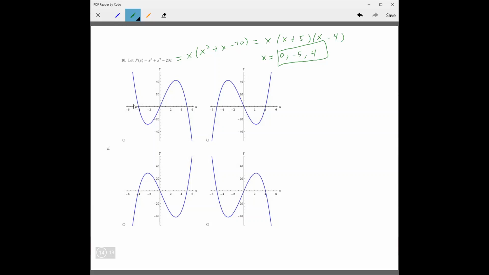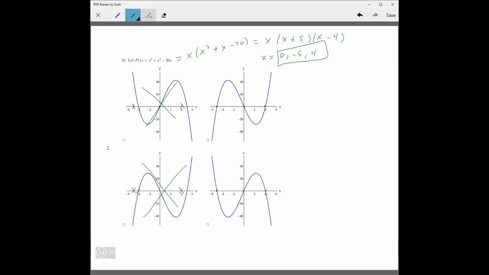So here, there should be one at -5. This is fine, and also at 4. Okay, so this graph's off. Here, there should be -5, 0, and 4. This is fine so far. And this is now, it should be -5 and 4. It should be -5. Okay, so those two graphs are out. And these two are fine.